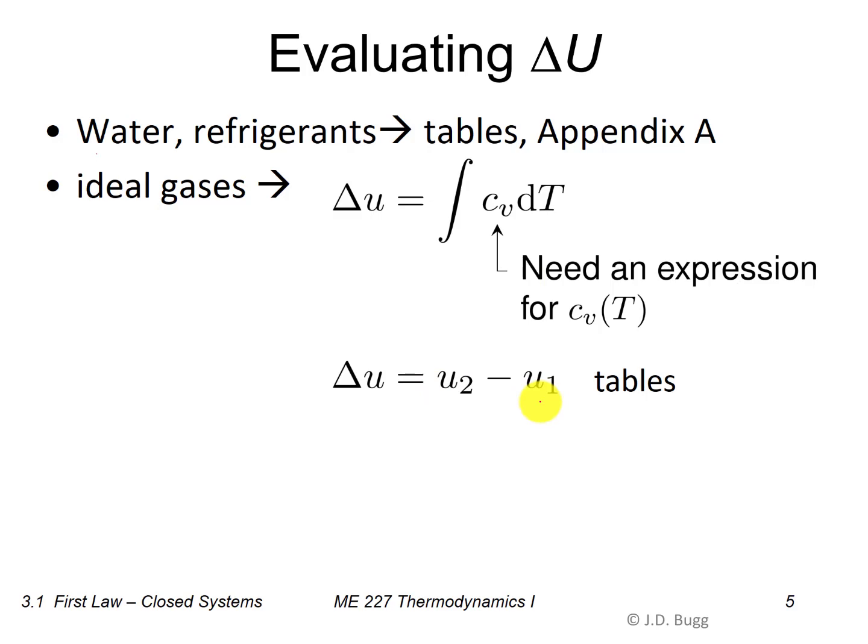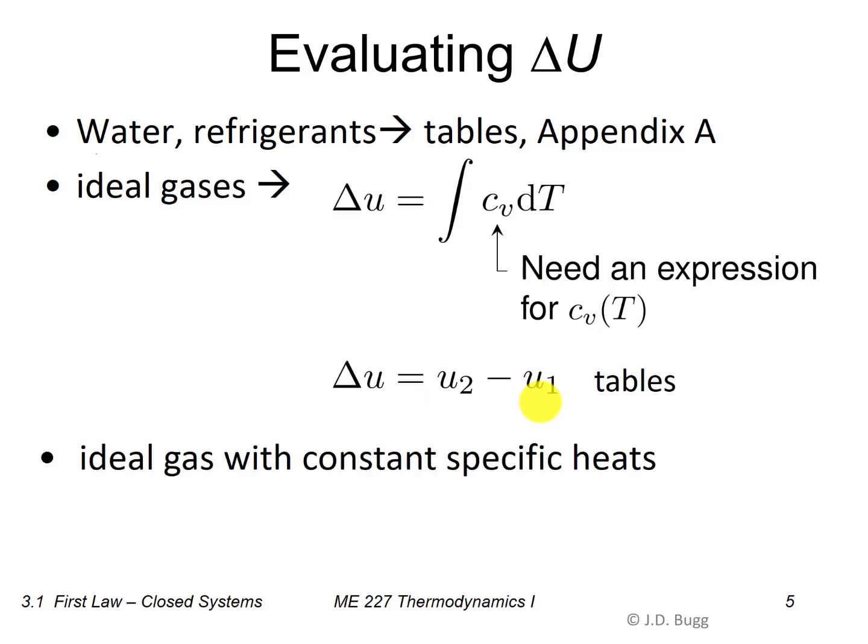The last option here is ideal gases still, but when we're willing to assume constant specific heats. So if the temperature change is limited, then we can assume constant specific heats, and we can calculate delta U from CV delta T. So in that case, there's a direct connection between the temperature change and the change in the internal energy of the substance.